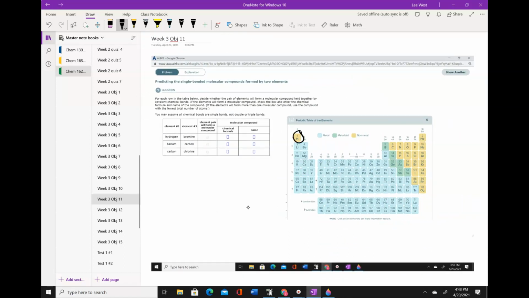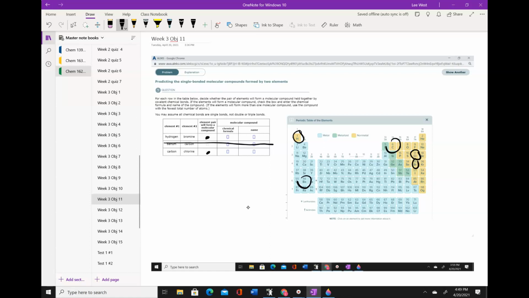So we got hydrogen and bromine. So yes, it will. And then we've got barium and carbon. So the answer is no, it won't. So that's no good. And then we've got carbon and chlorine. So we've got two yellows. So yes, it will form a molecular compound.